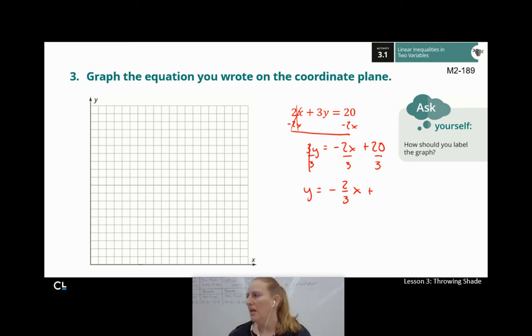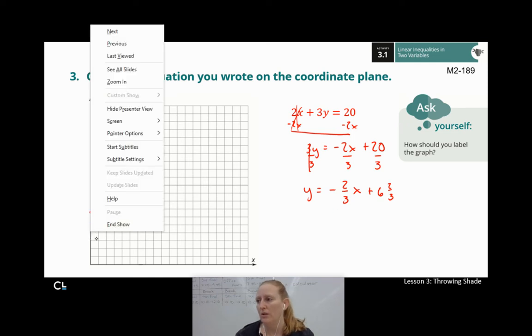I think I'm going to estimate that. That ends up being 6 2/3. So it's not going to be pretty to graph, but that's all right. We'll make it work. So my y-intercept, 1, 2, 3, 4, 5, 6 2/3, is going to be about there, roughly. And of course, my slope, negative 2/3. So I'm going to go down 2, 1, 2, and over 3, 1.